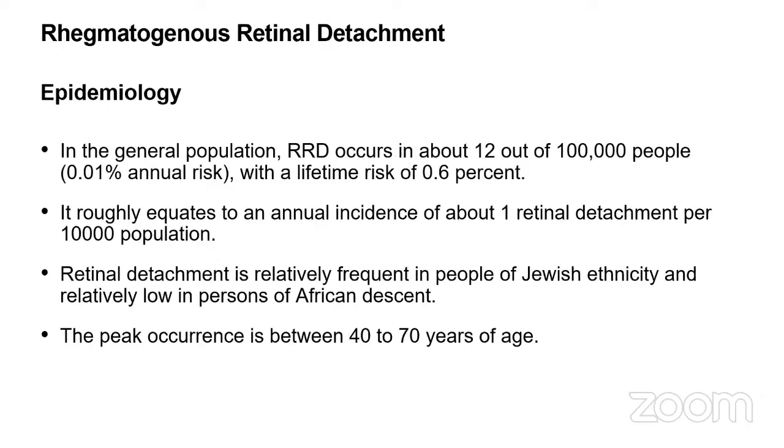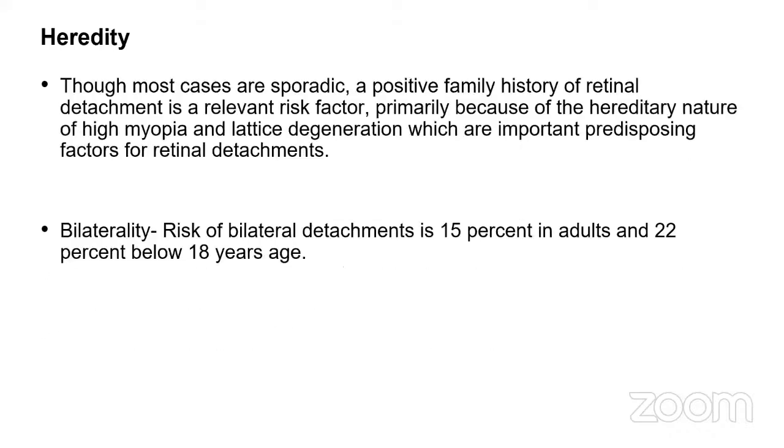So coming to rhegmatogenous retinal detachment, in general population, RRD occurs in about 12 out of 1 lakh people, that is 0.01% annual risk with a lifetime risk of 0.6%. It roughly equates to an annual incidence of about one retinal detachment per 10,000 population. Retinal detachment is relatively frequent in people of Jewish ethnicity and relatively low in persons of African descent. So peak occurrence is between 40 to 70 years of age.